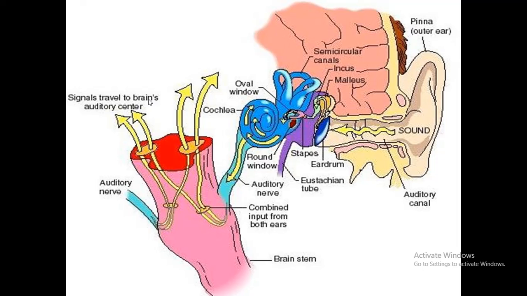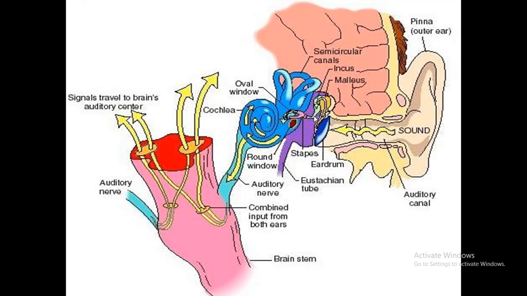Regarding the lever action of the ossicles, the handle of the malleus is 1.3 times longer than the long process of the incus, and thereby it gives a mechanical advantage of 1.3 times. Secondly, the tympanic membrane area is much greater than that of the foot plate. Here you can appreciate that the tympanic membrane is much greater than the foot plate. So this also gives a mechanical advantage of almost 14 times.